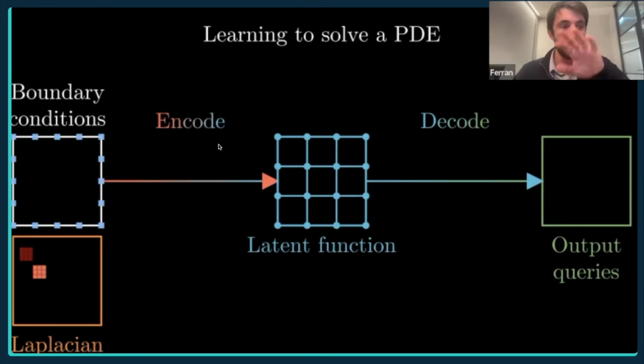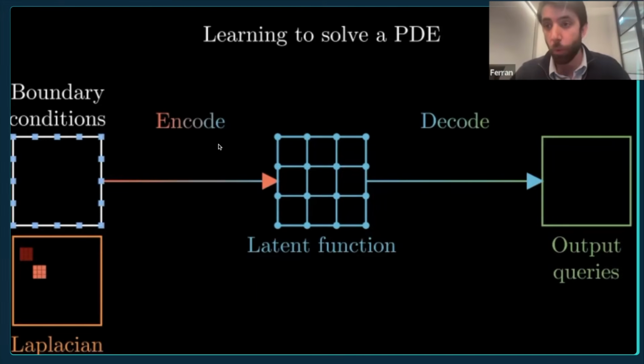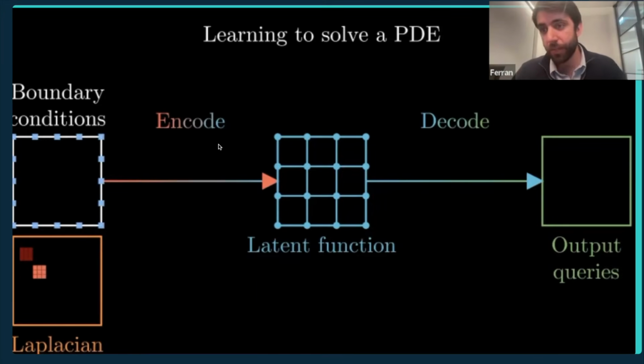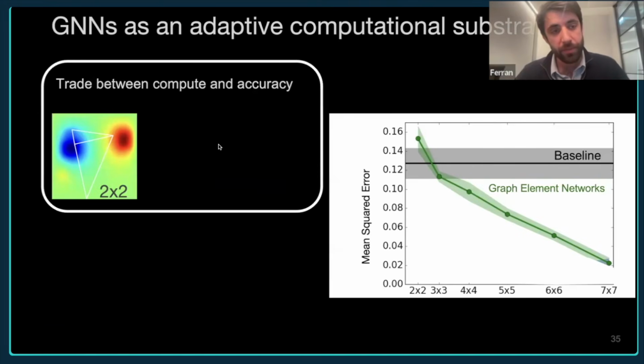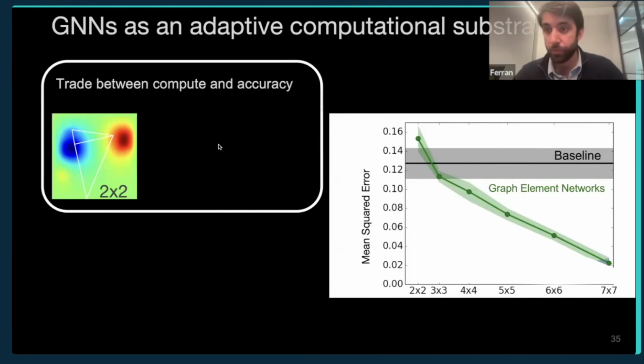For instance, you get the boundary conditions, think about temperature in the walls of a room, and the Laplacian, which is, think about, for instance, where there are heaters in the room. And then finally, you can predict the temperature everywhere in the room. So what we showed in that paper is that you can trade compute and accuracy similar to finite element methods.